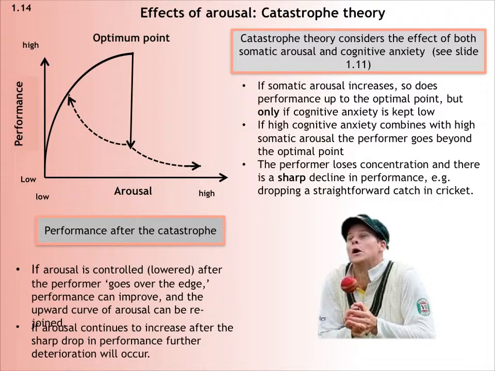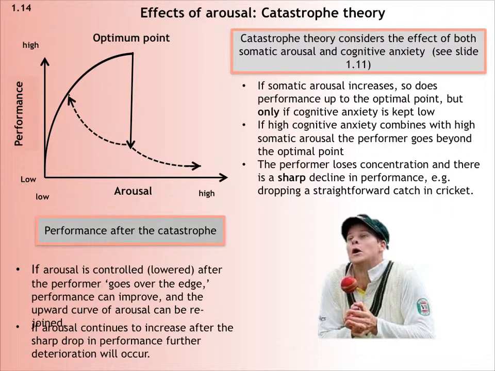We'll move on to the final one, which is called the catastrophe theory. Quite a difficult word to say, so it might be worth saying it 10 times out loud to try and get the hang of that. Catastrophe, disaster. Things are going to go completely wrong. Now, this is the final one. It's the first time we see that it actually affects somatic and cognitive. So making sure we understand that somatic is to do with the physical arousal, so your heart rate, your blood pressure, and cognitive is what's going on in your head, your anxiety and your worry.